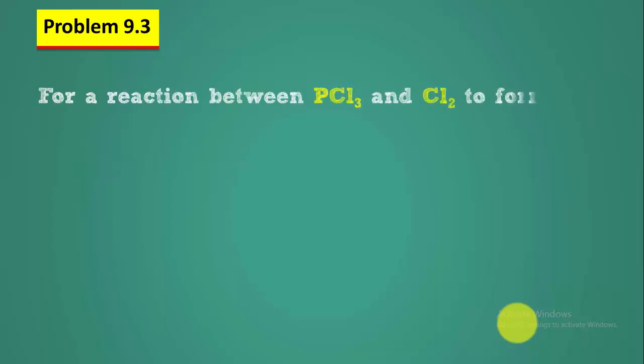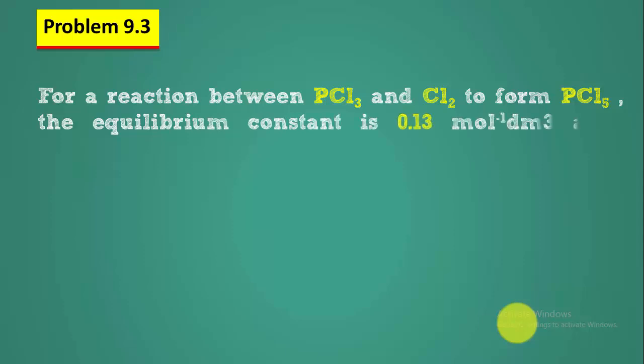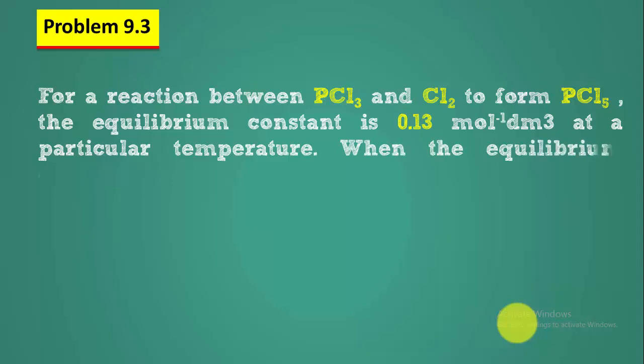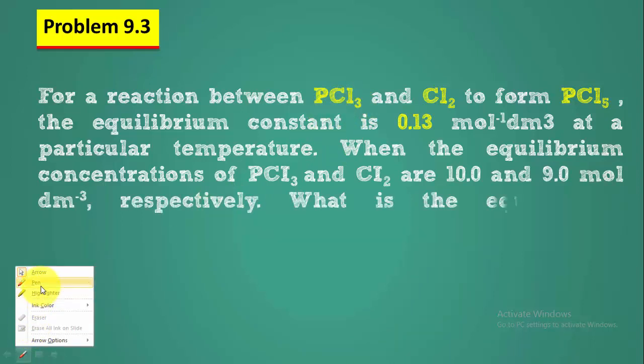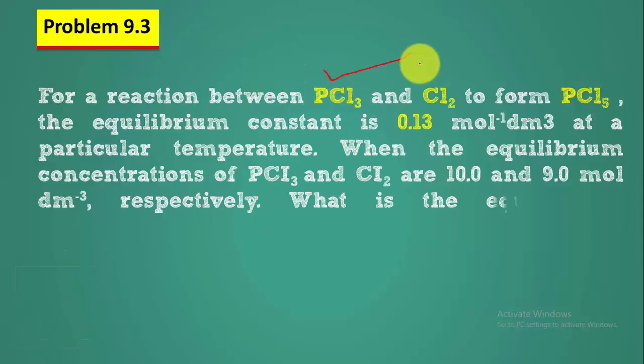So the problem number 9.3. You can see that this is the narration of problem number 3 and you don't have any chemical equation written here, no balanced chemical equation. But we clearly say that PCl3 and Cl2 are reactants and they form PCl5. So we can easily draw the balanced chemical equation for this reversible reaction.